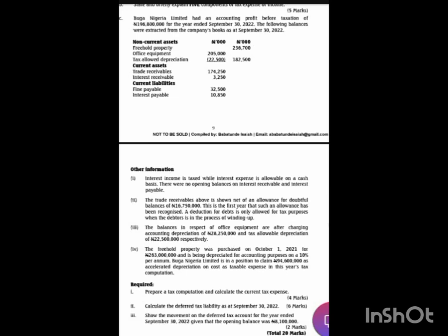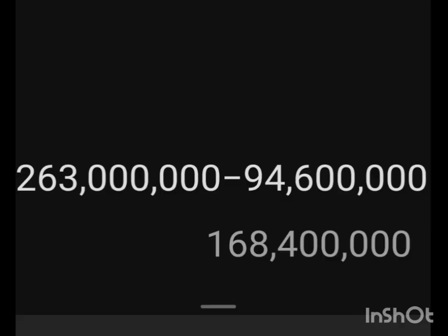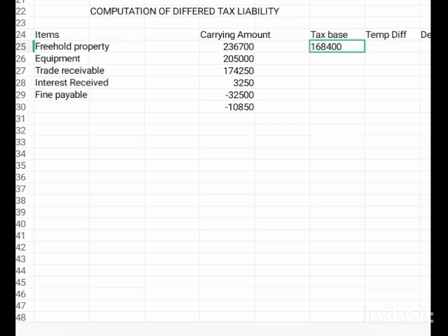So our tax base is 168,400. So we come here. Our tax base is what? If you don't understand how we calculate this one, you can refer to my previous video to know how to calculate tax base and carrying amount, please. That is very, very important.